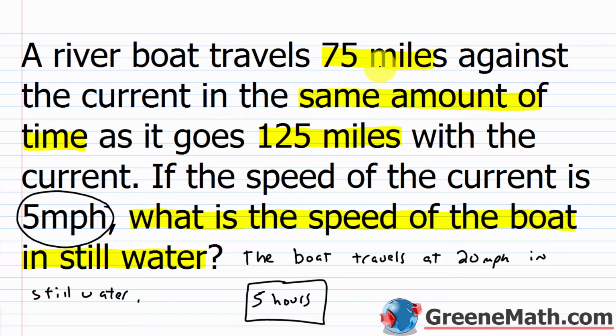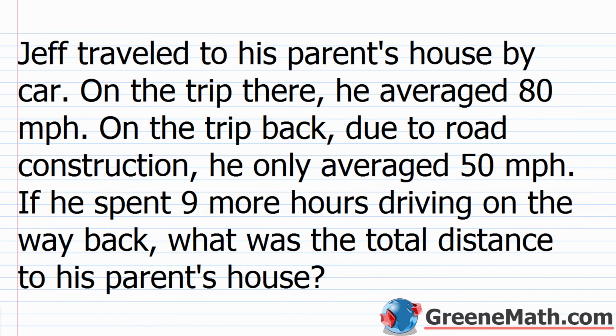So the boat would, in fact, travel 125 miles with the current in the same amount of time, the 5 hours, as it takes to go 75 miles traveling against the current. So we have the correct answer here. Again, the boat travels at 20 miles per hour in still water. Well, let's take a look at another one that involves this distance formula, or again, a motion word problem.